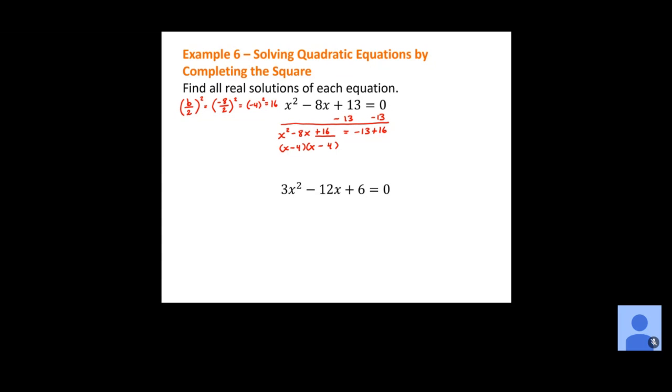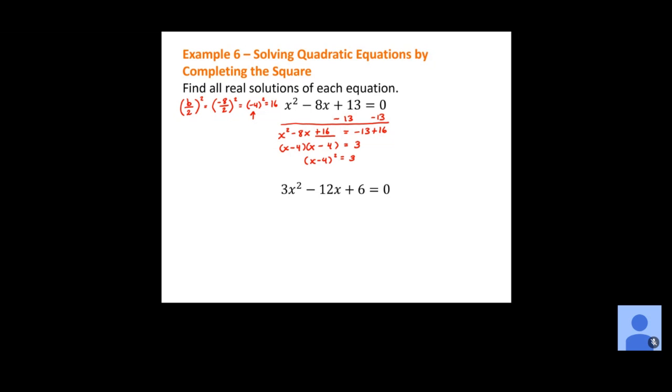Now, one thing I'm going to tell you is if you look back at the steps that you used to find that c value, whatever value you had in your parentheses before you squared, that's always going to be the value that goes in your parentheses here. Since we had a -4 before we squared, both of those are going to get a -4 in your factors. Now on the other side, -13 plus 16, that's going to give us a +3. At that point, x minus 4 times x minus 4, we can actually write as x minus 4 squared since both of those are the same factor. So we have x minus 4 squared is equal to 3.